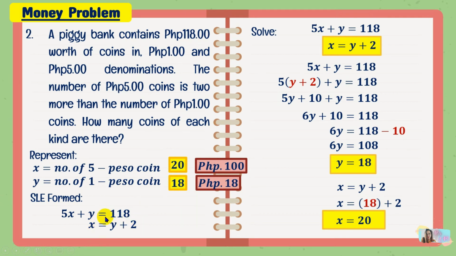And then, kung gagamitin naman natin yung second linear equation, x is 20. Is it equal to 18 plus 2? Yes. 18 plus 2 is equal to 20. So, again, nasatisfy po nung ating nakuhang value ng x at nakuhang value ng y, yung ating dalawang linear equations. Kaya po, ito po ay correct.